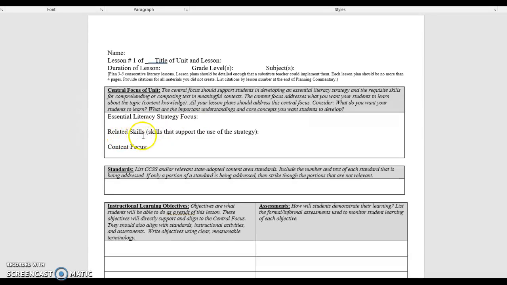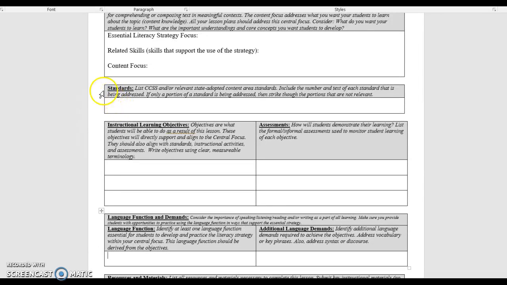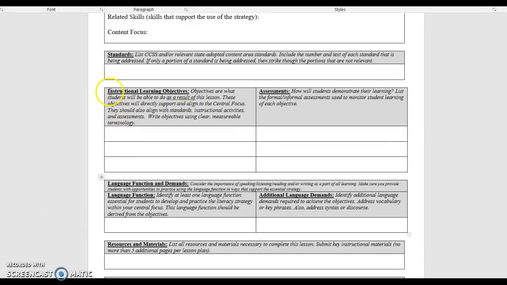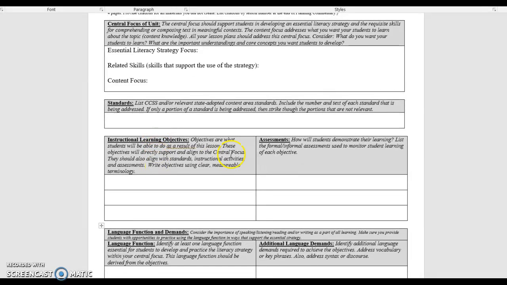And the related skills are the skills that are used to support the strategy right here. The content focus is what you want students to learn, the core concepts that you want them to develop. Next are the standards, and the standards you just list off from either the Common Core or the NGSS. The instructional learning objectives are what students will be able to do as a result of the lesson, and this is directly aligned to the central focus, the standards, as well as the assessments.